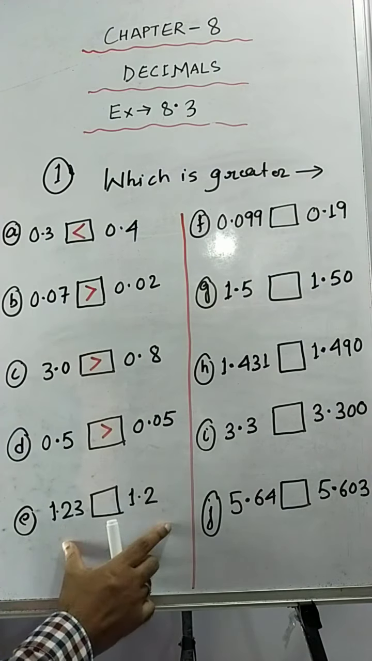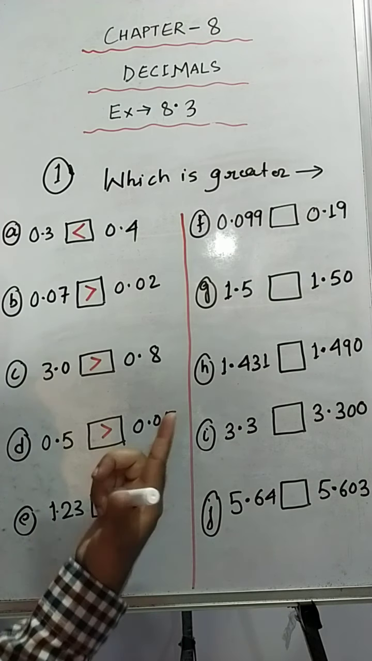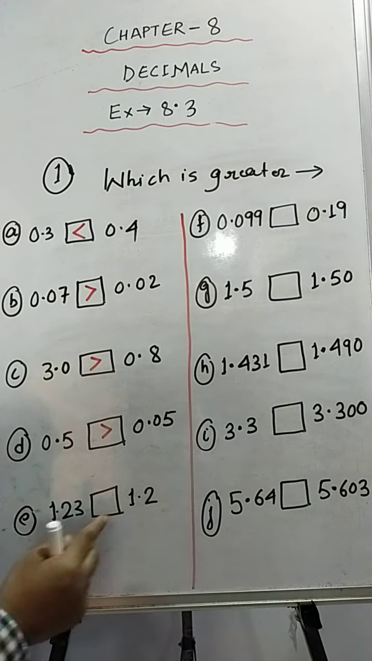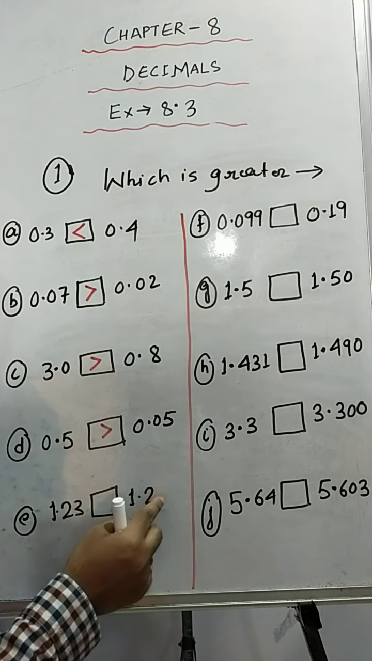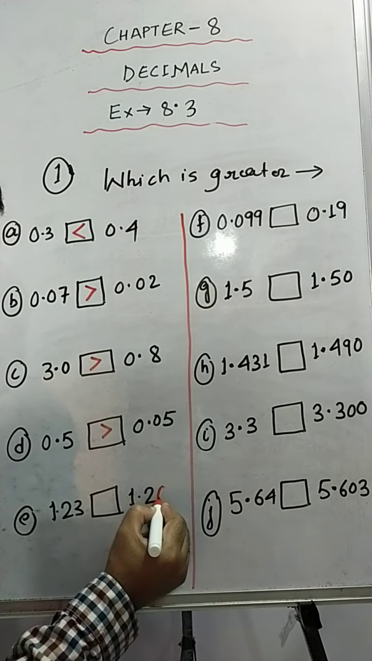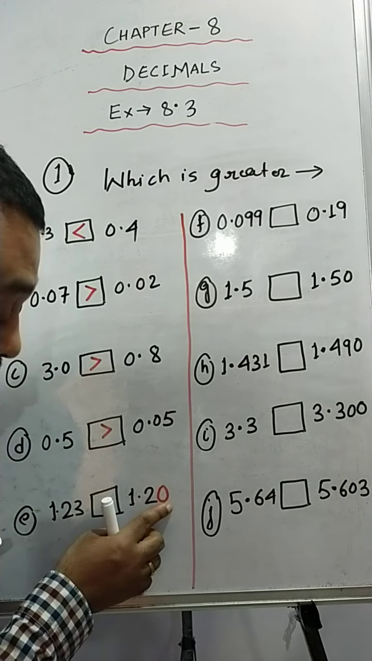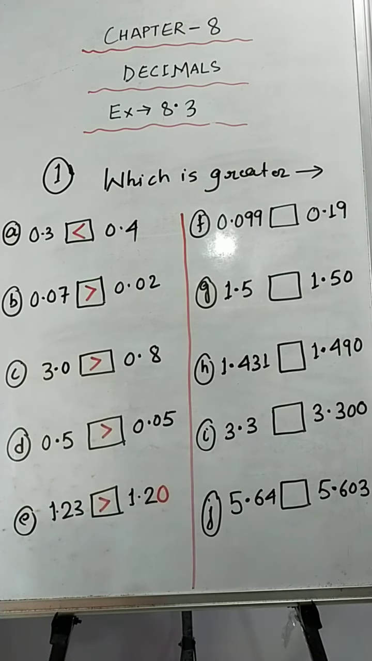Absolutely right. Now compare these two decimal numbers. Whole part we have 1, 1, both the same. 10th part we have 2 and 2, both the same. On the 100th part we have 3, but here there is no 100th part. If there is no 100th part, that means we have 0 here. Okay, so now we can easily compare. 100th part 3 and here 100th part is 0. So which one is greater? 3. So obviously 1.23 would be greater than 1.20.